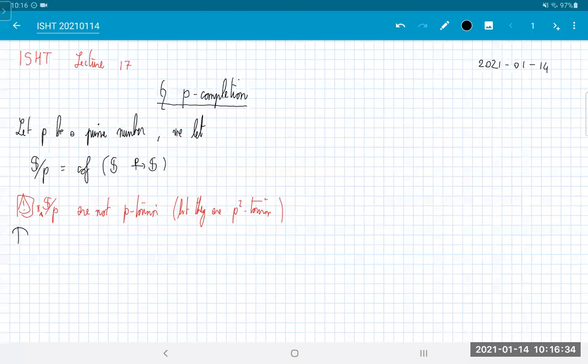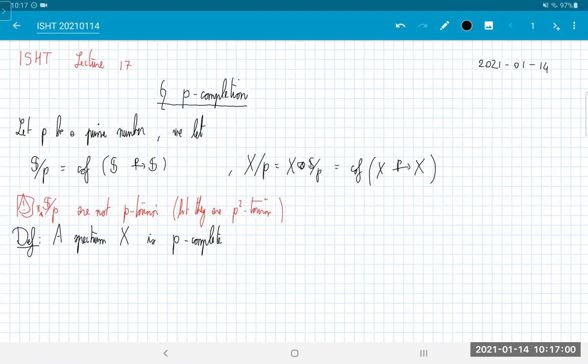So, let me define. Similarly, we take X mod p to be X tensor S mod p, that is the cofiber of the multiplication by p map from X to X. As usual. So we define a spectrum X to be p-complete if it is S mod p local. We write X completed at p for L_{S mod p} X.